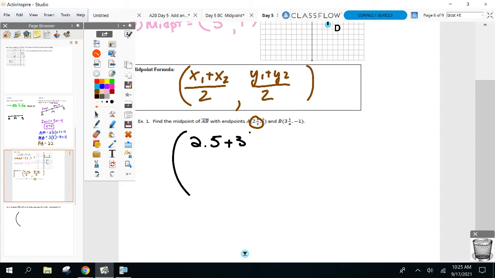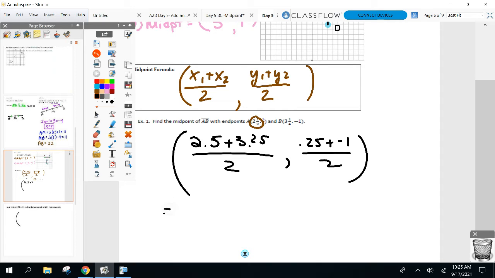Plus the other x coordinate, 3 1/4, or 3.25 if you want to turn it into a decimal, divided by 2. And then do the same thing with your y's. 1/4, 0.25, plus a -1 all over 2. And this will get us to the midpoint of AB.